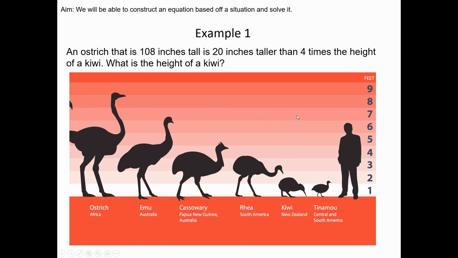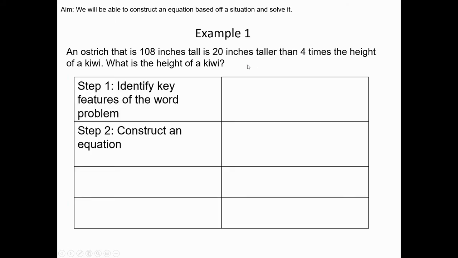We're making an equation to compare this, and based off this situation, we figure out the specific height of a kiwi. All right, so the very first thing you should do whenever you get a word problem, guys, is step one: let's take a look at this situation and what part of it matters. All you really need to do for that is underline or highlight what really matters. So I see an ostrich is 108 inches. We're dealing with numbers here. That's pretty important. And it's 20 inches taller. Okay, that right there, 20 inches taller. And then 4 times the height of a kiwi.